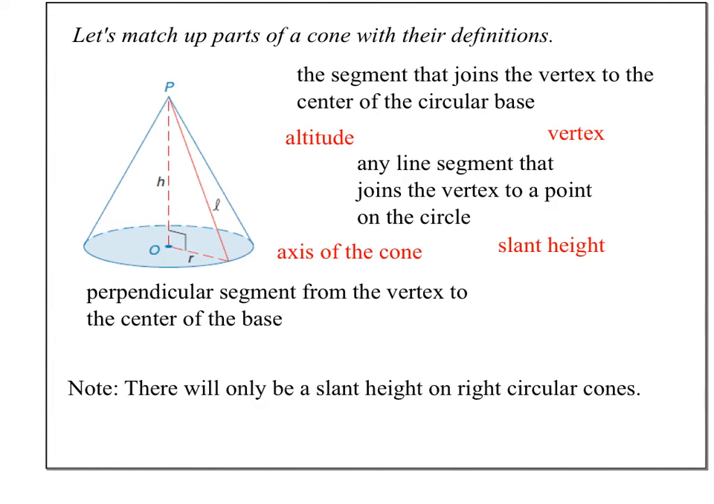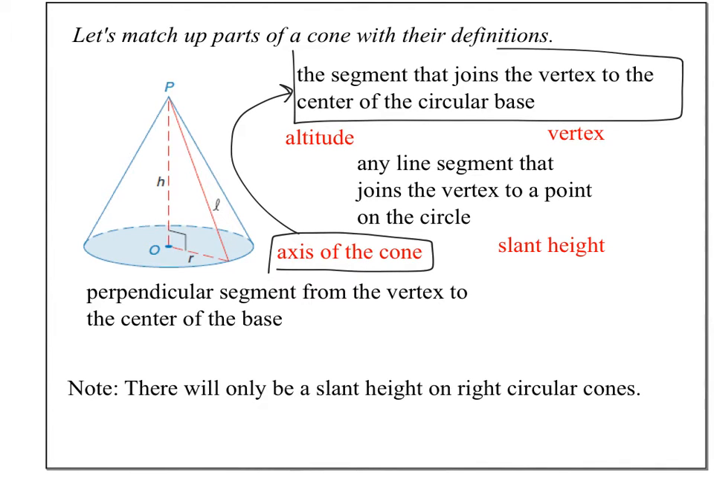Okay, so let's go ahead and match up some of these things. So we have some words. So we have altitude, vertex, axis of the cone, and slant height. So the segment that joins the vertex to the center of the circular base, that's going to be the axis of the cone, goes here. So I'll box those so we know that those go together.